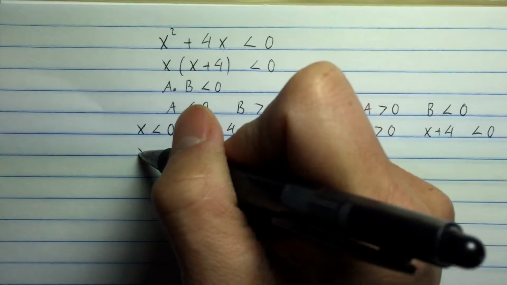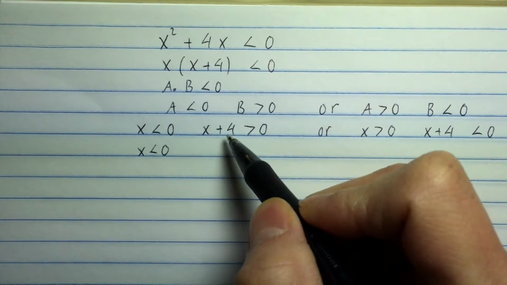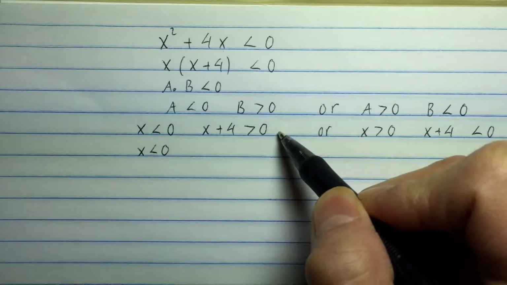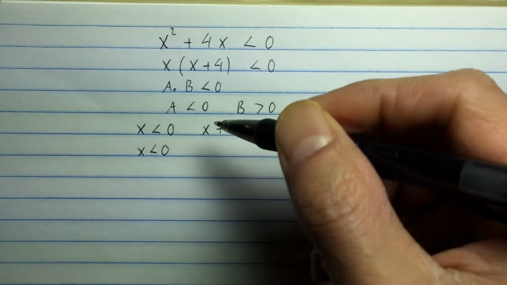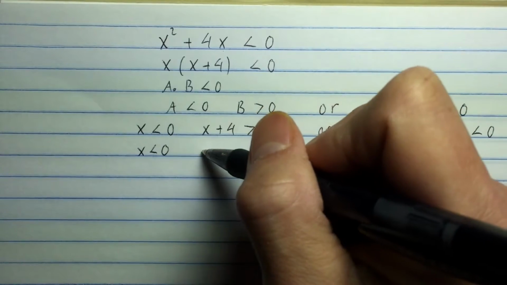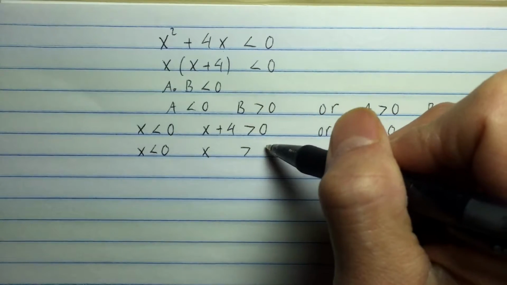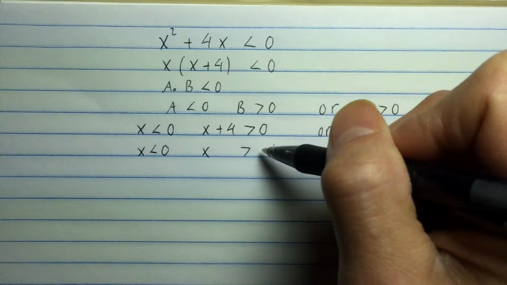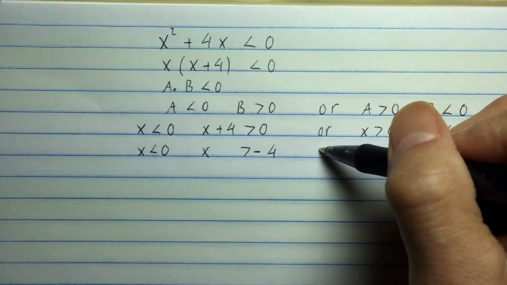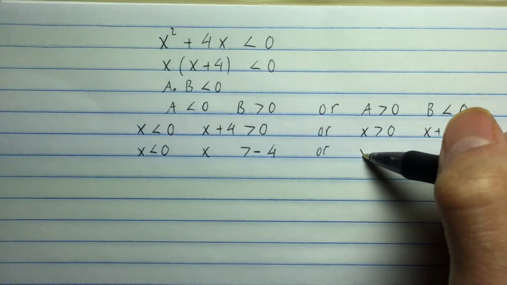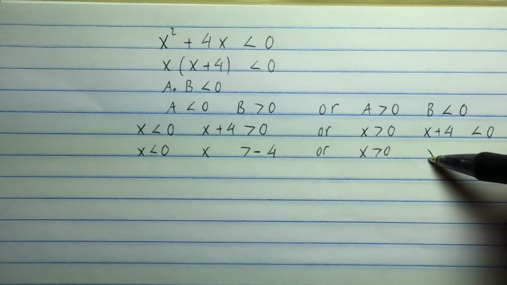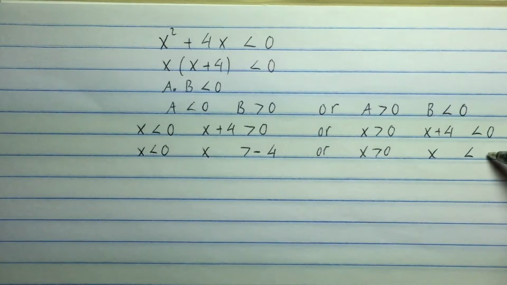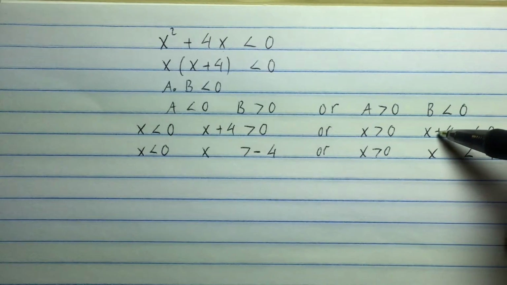Now I rewrite x less than 0. So now I move 4 over and change side and keep x on the left hand side. Move 4 over, change side, so plus becomes minus. Or x greater than 0, and I do the same thing. So x less than minus 4.